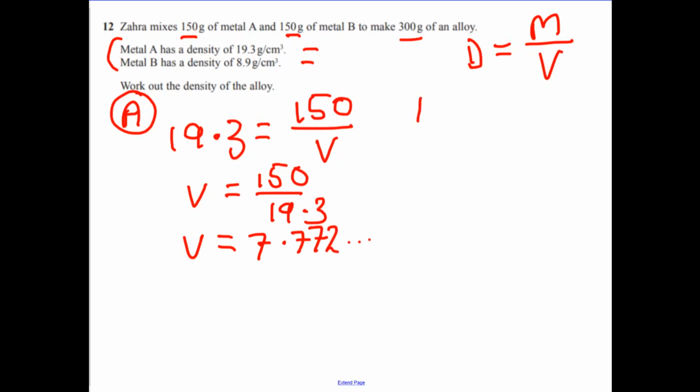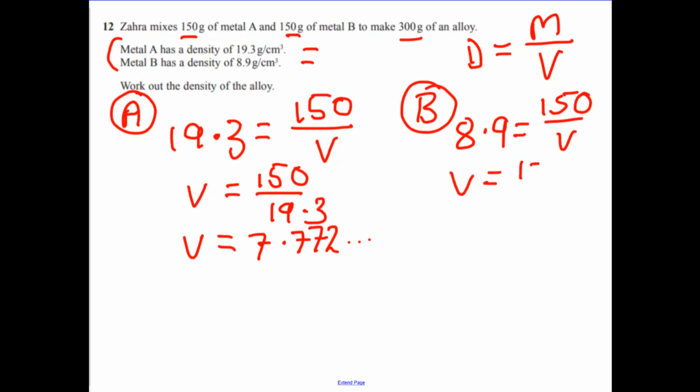Now do the same for B. So let's do B. Exactly the same idea. So we know the density and we know the mass, but we don't know the volume. So if we rearrange, we've got 150 over 8.9. So the volume of B is going to equal 16.85, and there's a little bit more just there.